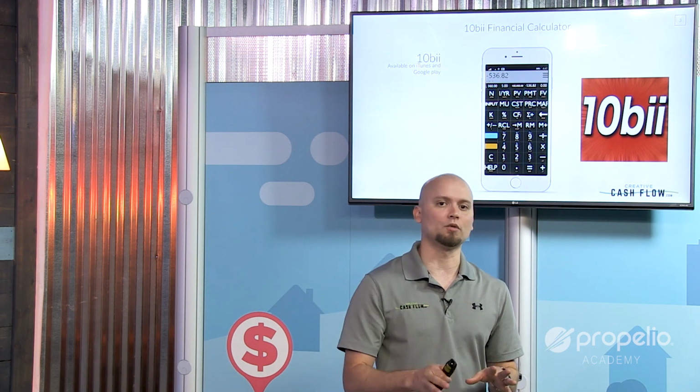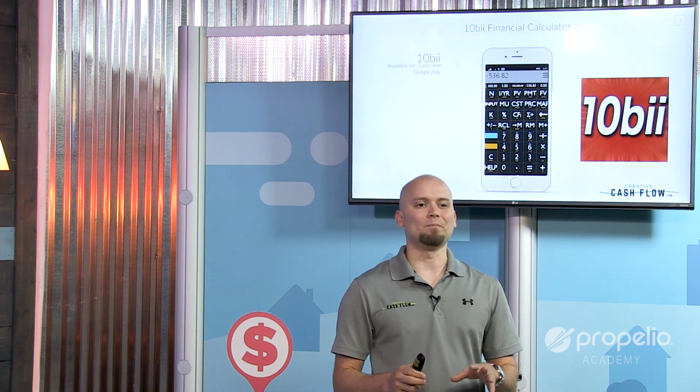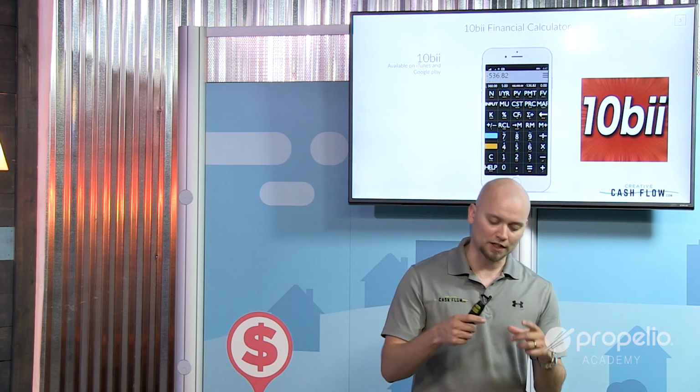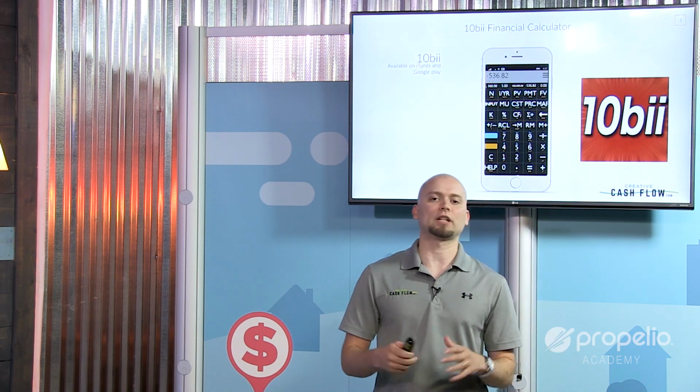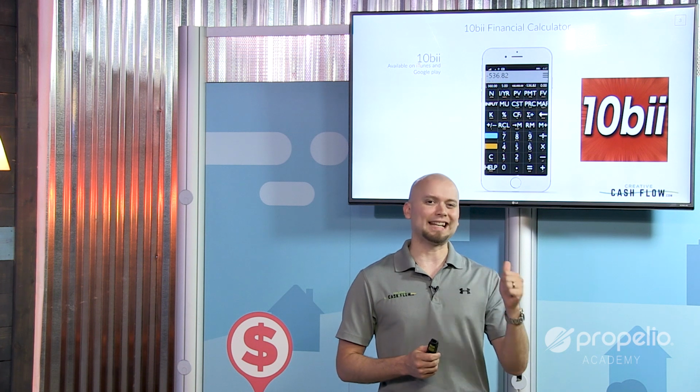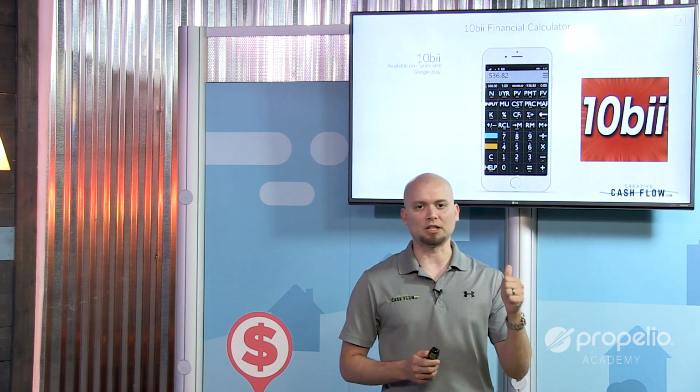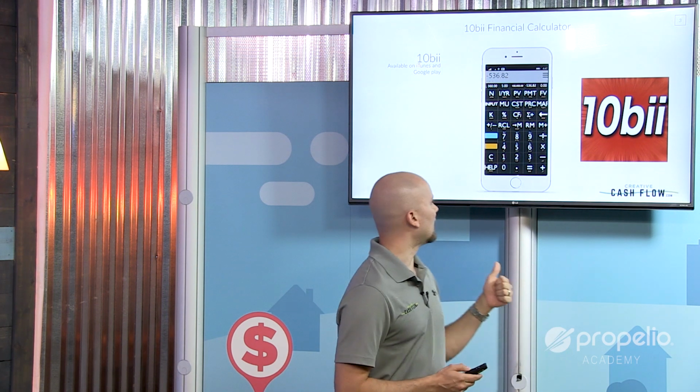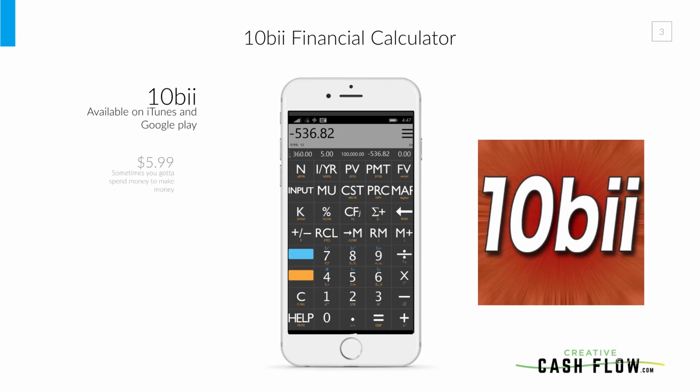So I do want you to watch that. I do want you to figure that out. But you can use a 12C, you can use physical ones, whatever. Any financial calculator should work. But for the sake of consistency, let's go with the 10bII. Like I said, I've got my reasons as to why I like it. You can get it right now on iTunes or Google Play.